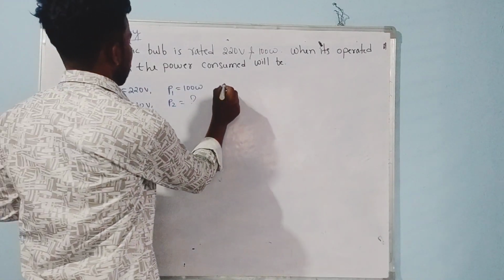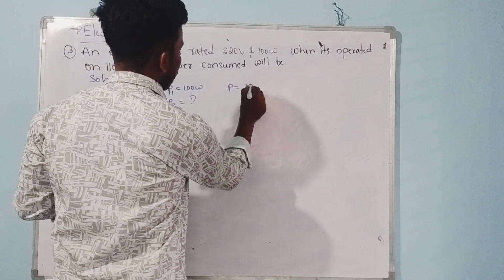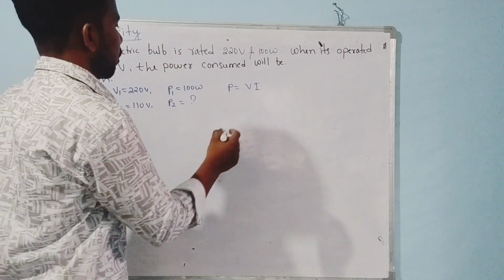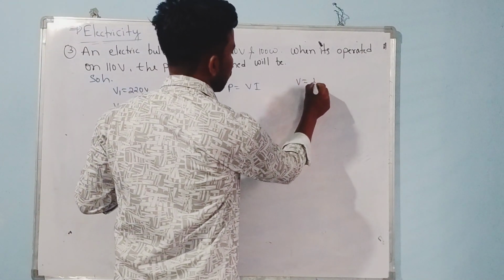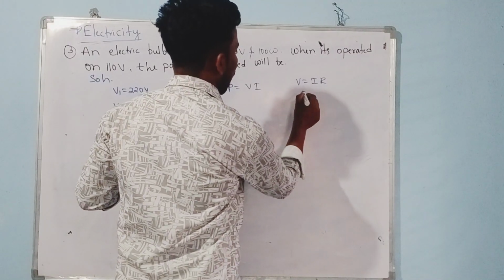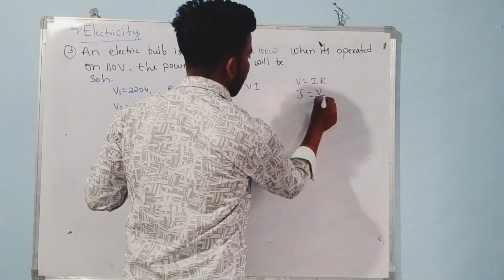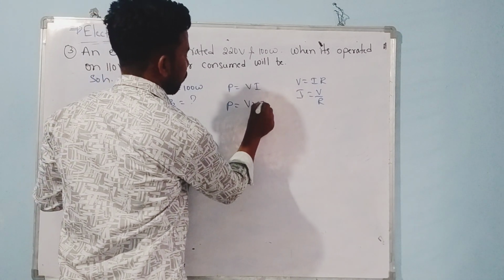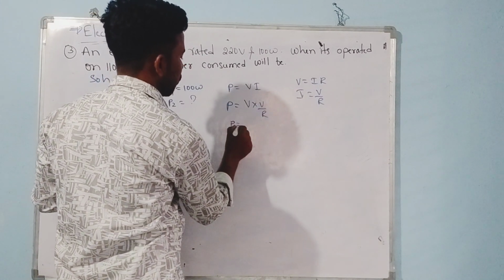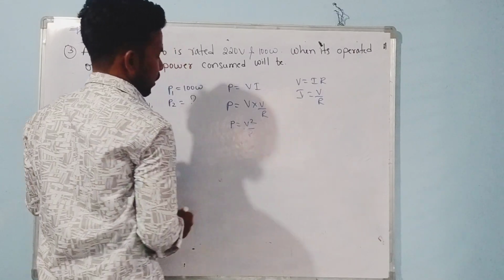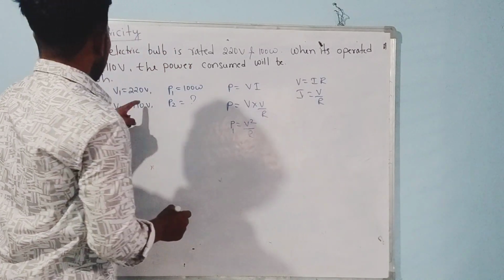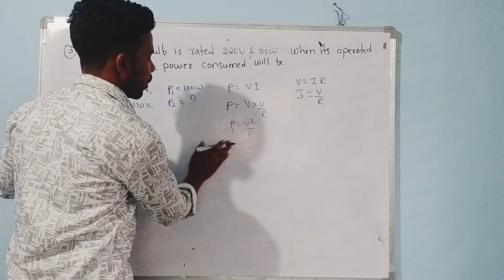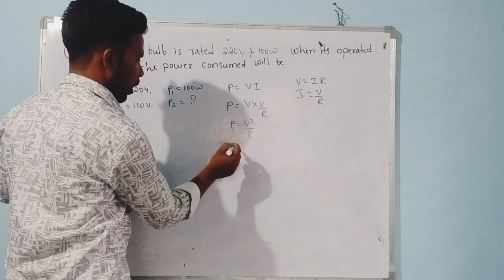So P is equal to VI. From Ohm's law, V is equal to IR, I is equal to V by R. So from this P is equal to V into V by R. P is equal to V square by R. Here P1 is given how much? 100 watt. Now from this I want R.